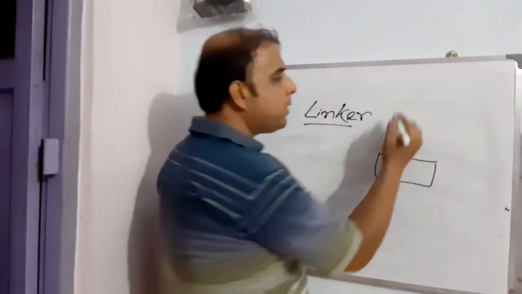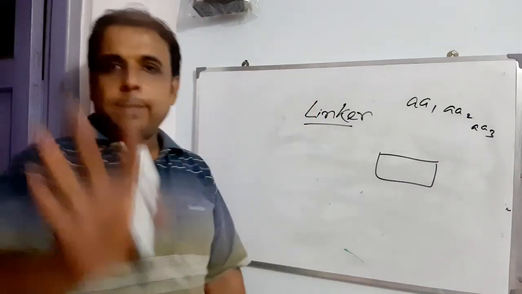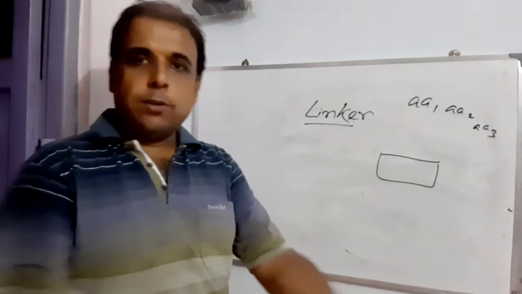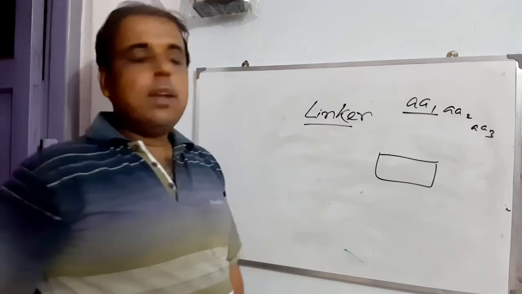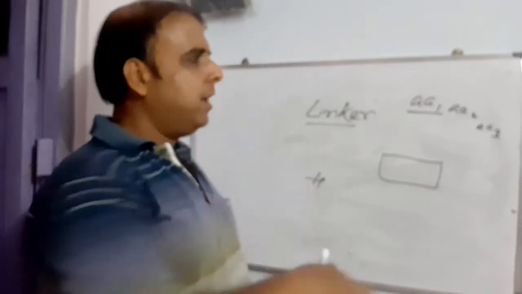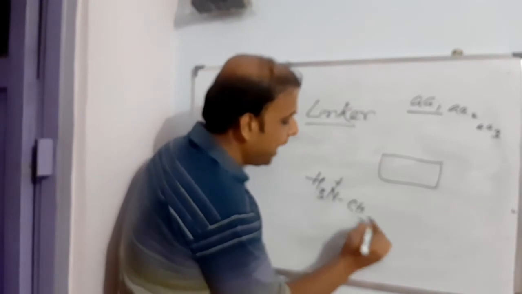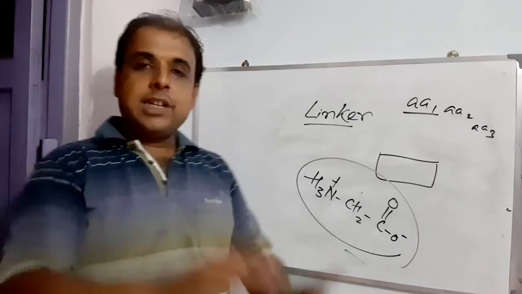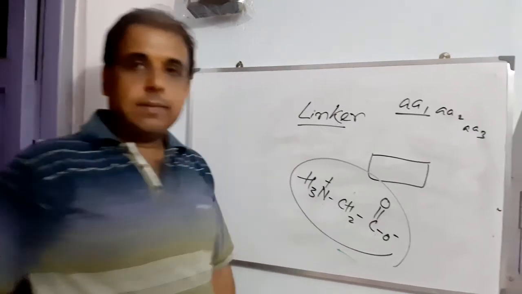Suppose we are going to make peptides. We have AA1, AA2, AA3, three amino acids, let it be glycine, alanine and valine. All are neutral amino acids. An amino acid should have a C terminal and an N terminal. The simplest of all is glycine: H3N+, CH2, and finally the C terminal, COO minus. I have presented it in the form of a zwitterion. So we have a C terminal and an N terminal.